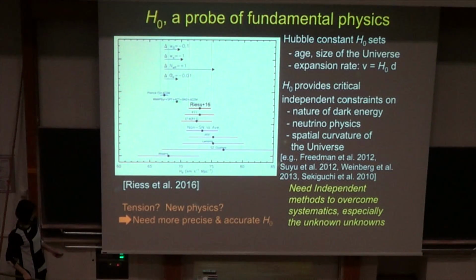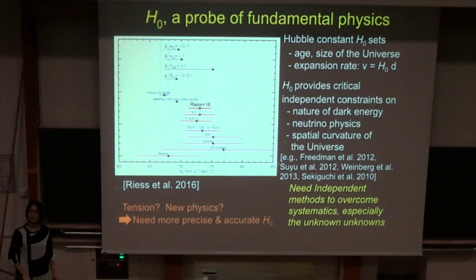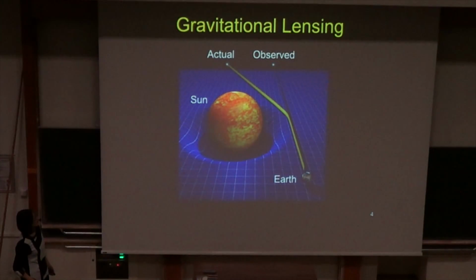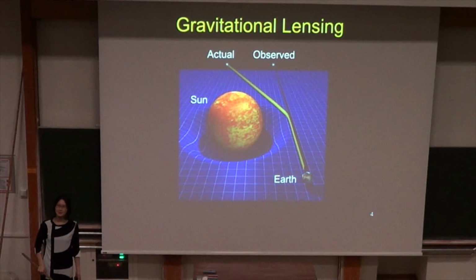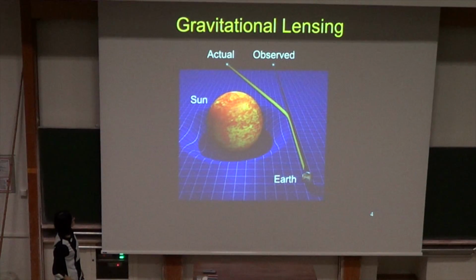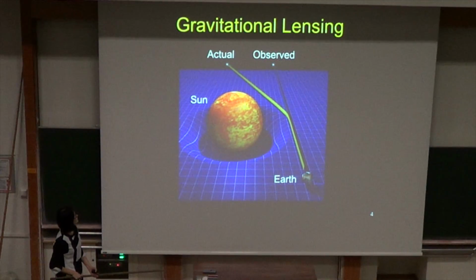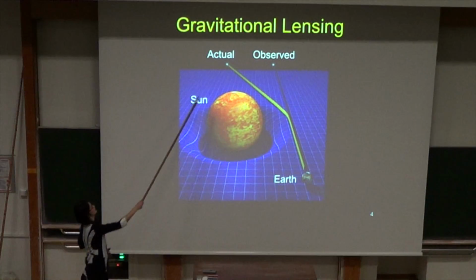One particular method that I will focus on in this talk is gravitational lensing. Shown here is an image illustrating the effect of gravitational lensing. Suppose we have a background star here.